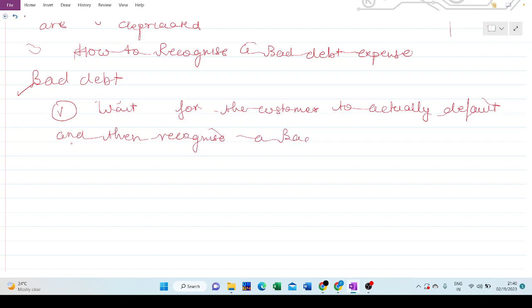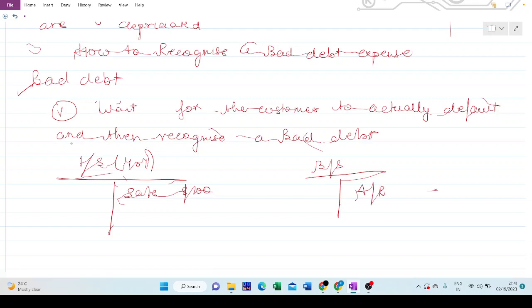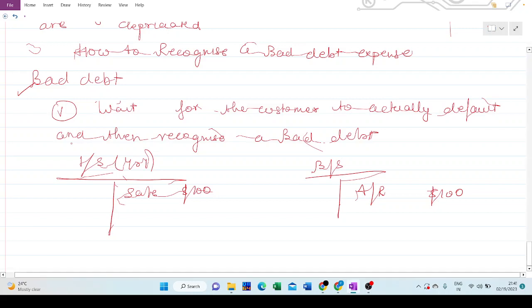Okay, so I'll give you an example of this. Say you made a credit sale of $100 to XYZ customer. So in your income statement, say in year one, we are standing in year one, we recognize a credit sale of $100. Right. And by the end of the year, your XYZ customer did not pay any amount. He did not pay anything. The entire $100 is outstanding. So in your balance sheet, you record an accounts receivable of $100. Now what is accounts receivable? Accounts receivable basically records what your customers owe you.